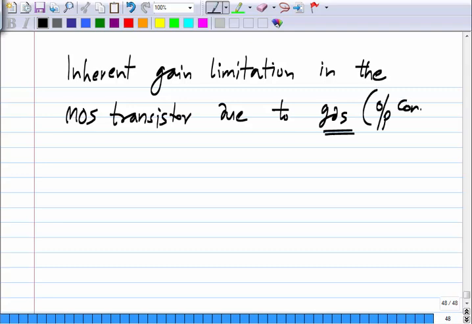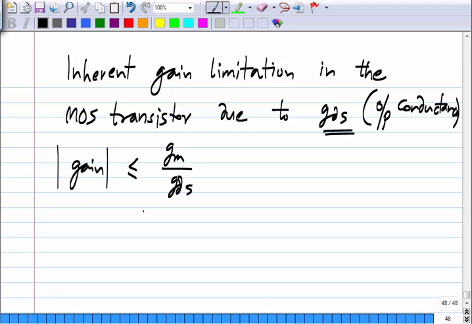GDS is the output conductance. So the magnitude of the gain of a common source amplifier will be less than or equal to GM by GDS. Okay. And this is, you can say, a few tens; it is not going to be more than that usually. Any other amplifier you make, you will have the same problem. Using a single MOS transistor, this is what you can get.